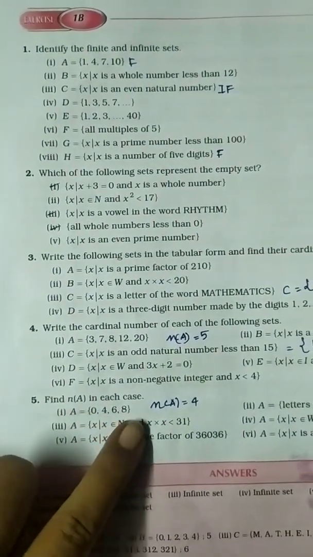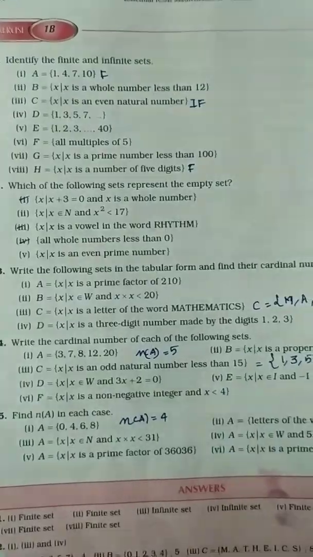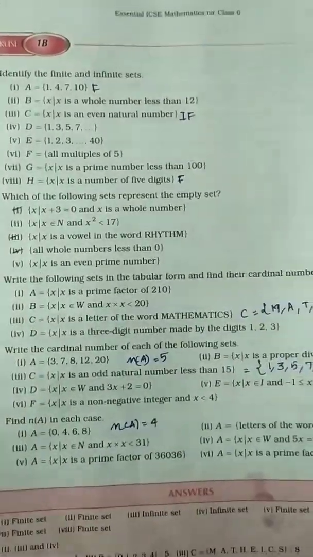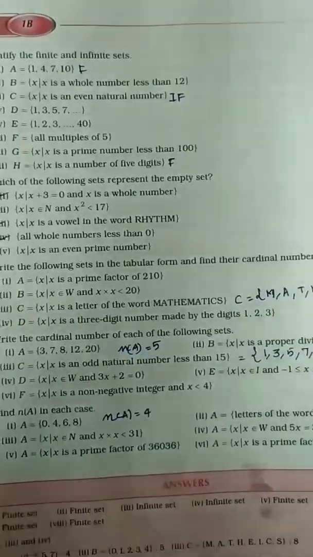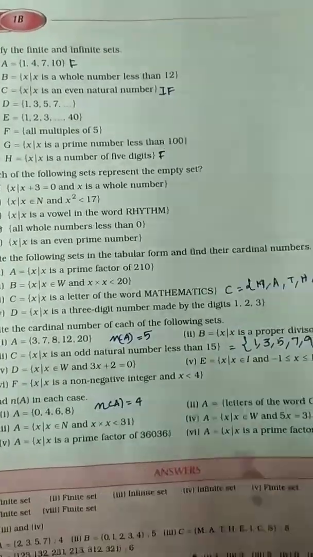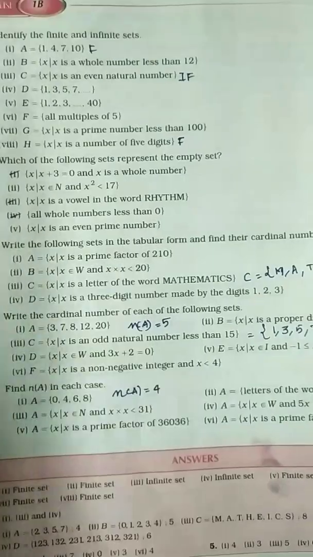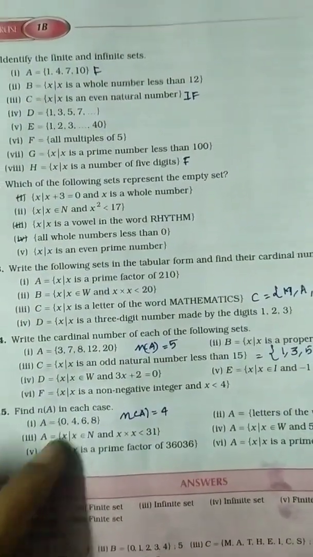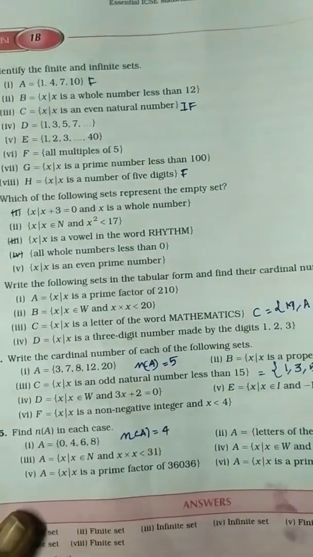Find n of A in each of the cases. Same thing. In the above question they have given cardinal number. Instead of calling it by cardinal number, they have named it as n of. When you have the word n of, you have to write the cardinal number alone. A is equal to, what are the elements? 0, 4, 6, 8. How many elements? 4 elements. So n of A is equal to 4.